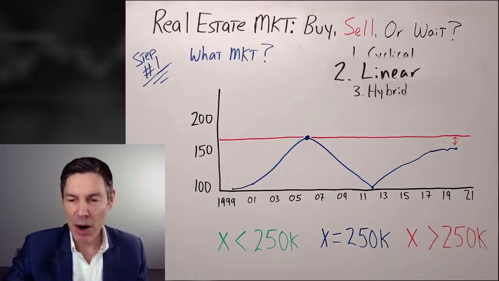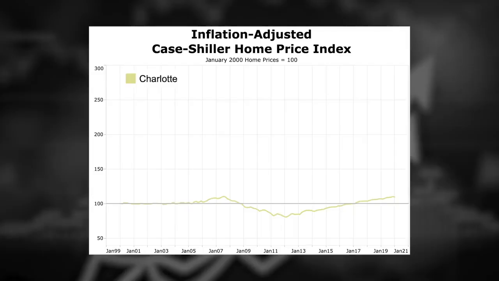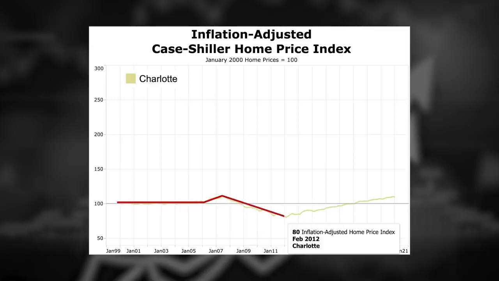Moving on to the linear markets, we'll start with Charlotte, a perfect example of what I'm talking about. It looks like the prices barely even move compared to the cyclical markets, going up to around 108 and then down to maybe 80 or so, and right back to its historic norm in January of 2017, and we've just gone up a little since then.